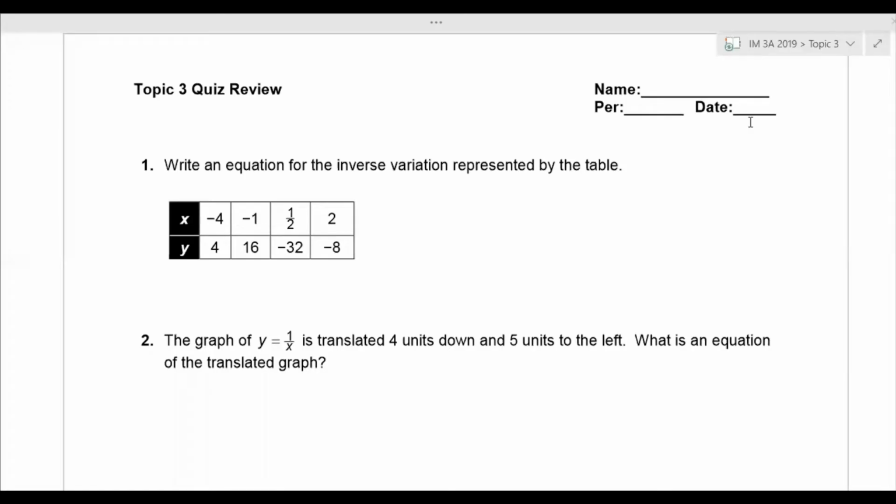This video is for the topic 3 quiz review. So the first question is asking us to write an equation for the inverse variation represented by the table.